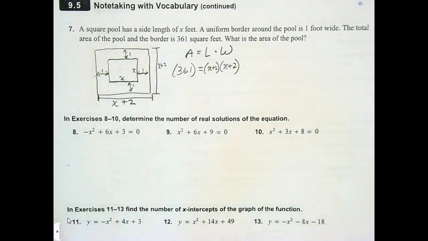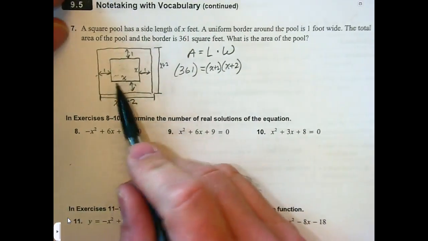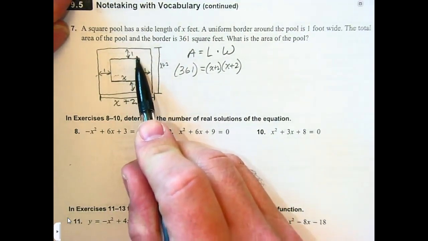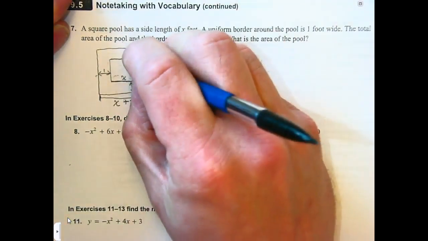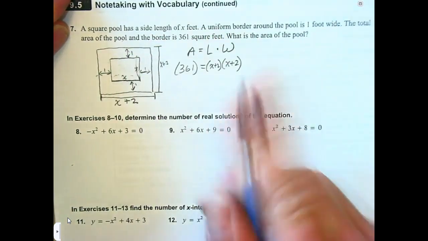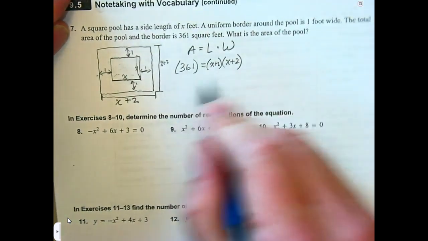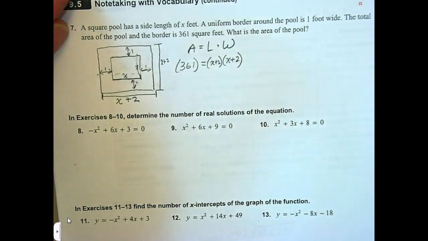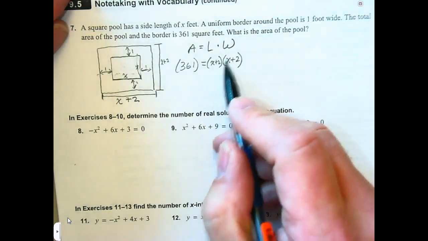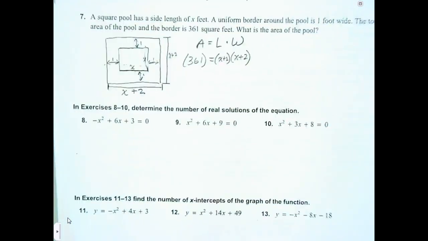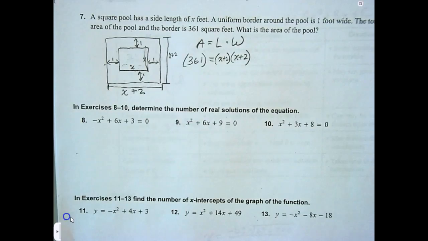So, from there, if we're trying to find x, which is the length of our pool, because if we can find the length of each side of the pool, then we can find the area of the pool. If we're trying to find x, we're going to have to get this all set equal to 0. So, keep going from there. FOIL might help.